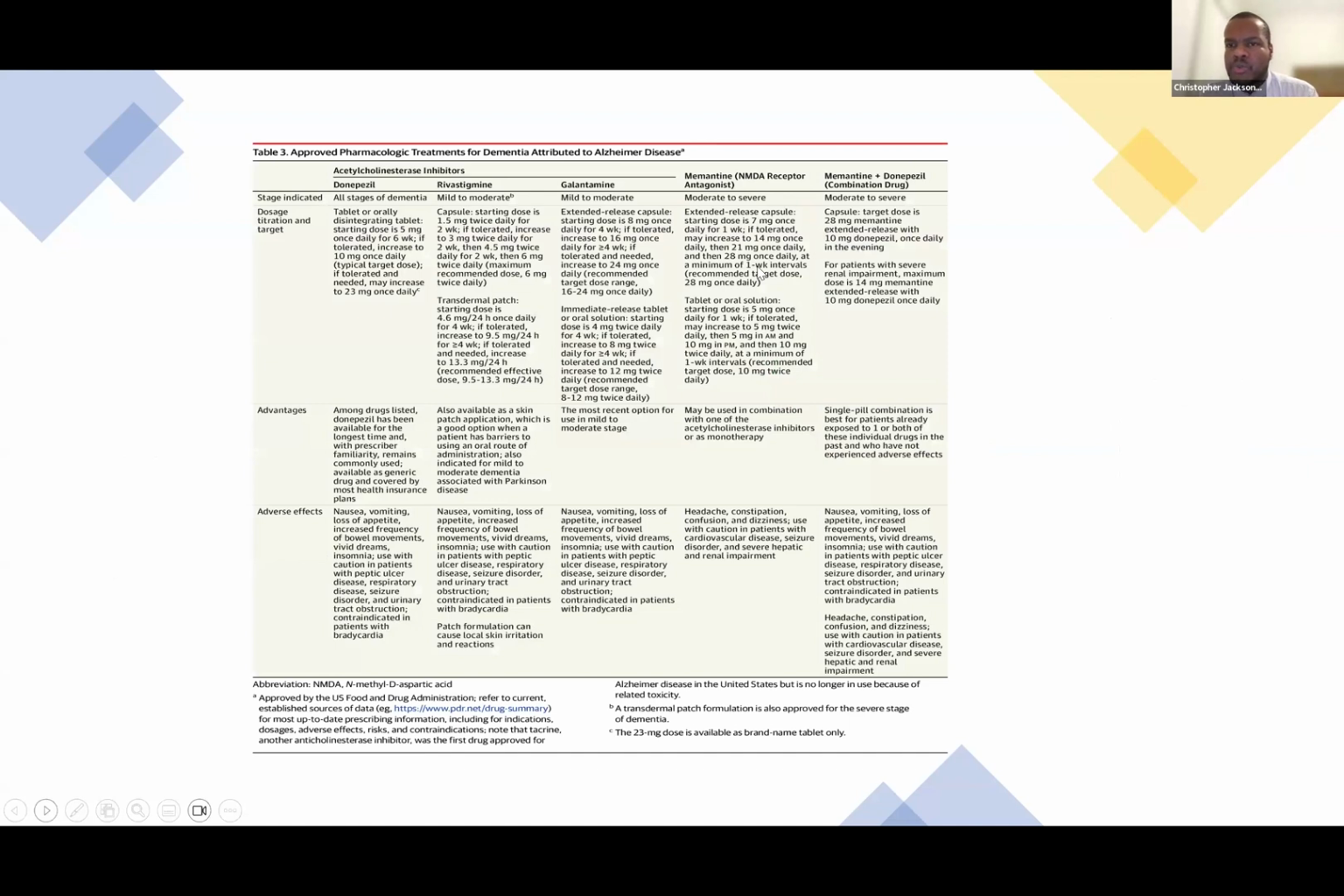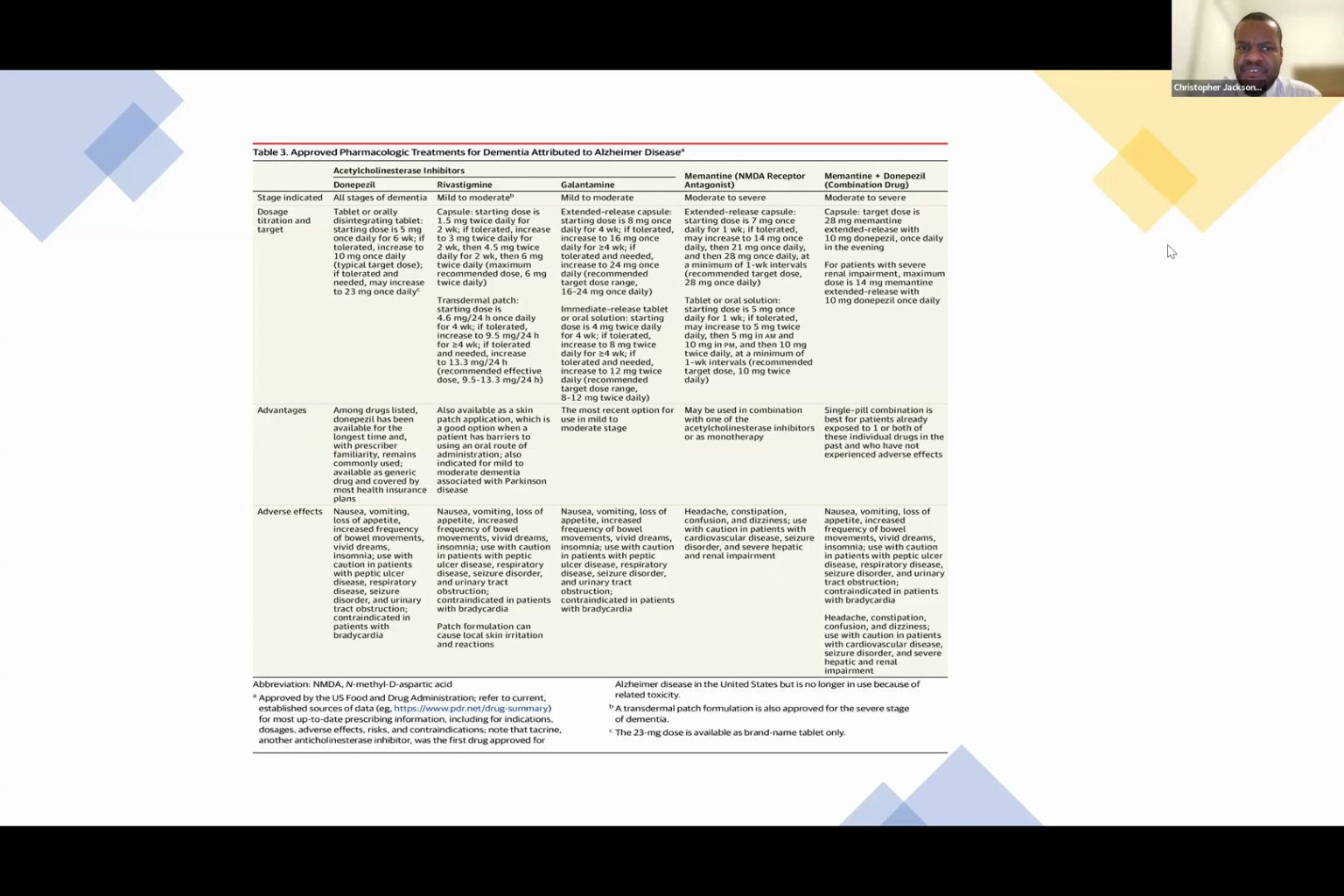Now, there are a whole host of different drugs that can be used. We have the so-called acetylcholinesterase inhibitors. That's going to be donepezil, rivastigmine, galantamine. There's memantine, which is an NMDA receptor antagonist, and then there's a combo pill of memantine and donepezil. I put this here from a lovely JAMA review on dementia. I think most of us probably are familiar with donepezil, used it a ton, usually start at 5 milligrams, can go up to 10 milligrams daily. Technically, the highest dose is 23 milligrams.